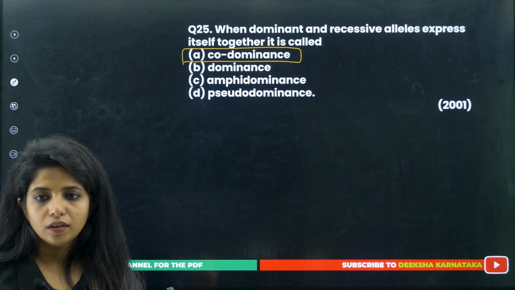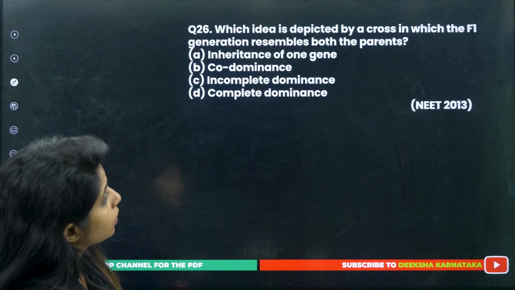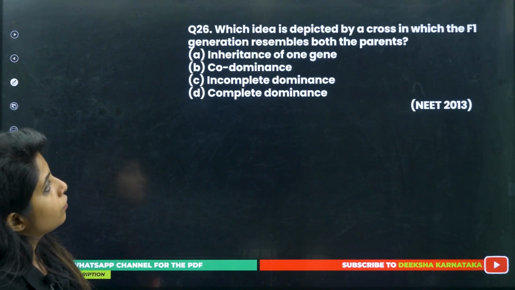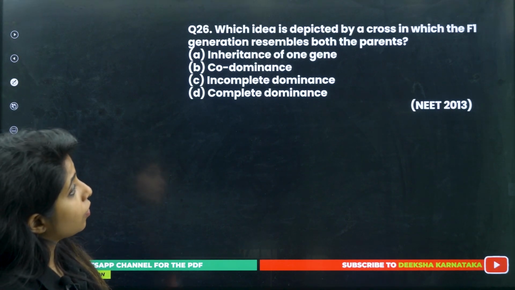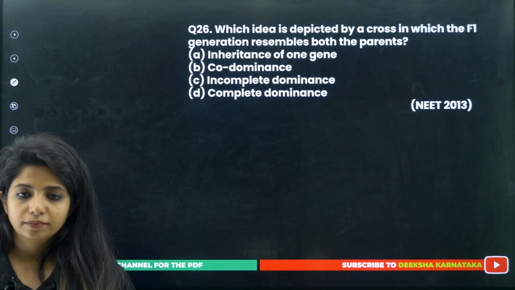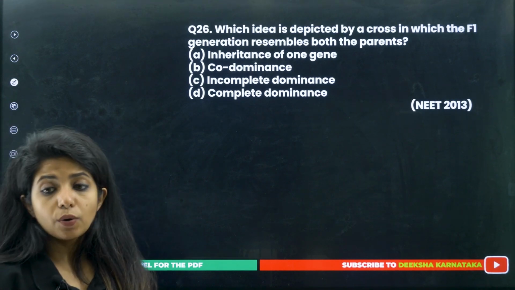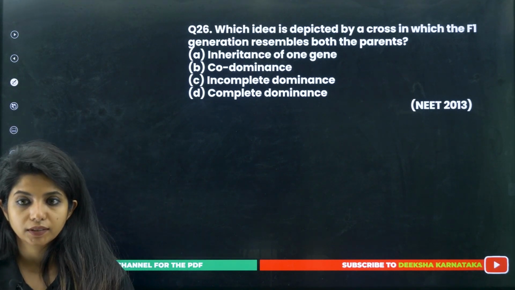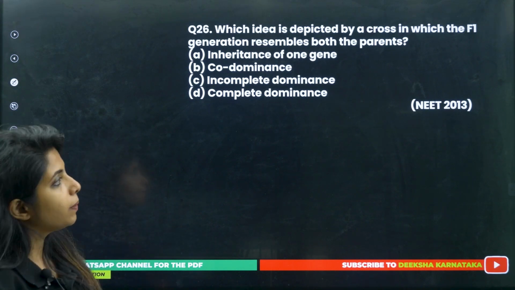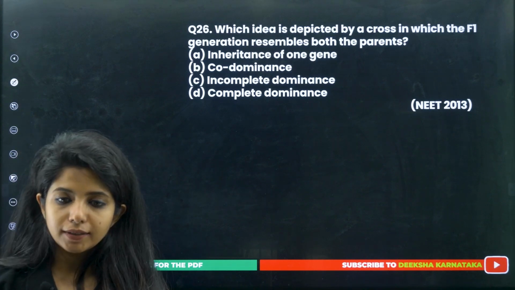This is a 2001 question. Going ahead, which idea is depicted by a cross in which the F1 generation resembles both the parents, children? Tell me. Inheritance of one gene, codominance, or incomplete dominance? What is the answer for this? And then there is complete dominance as well. Try for yourself. This is the 26th question.